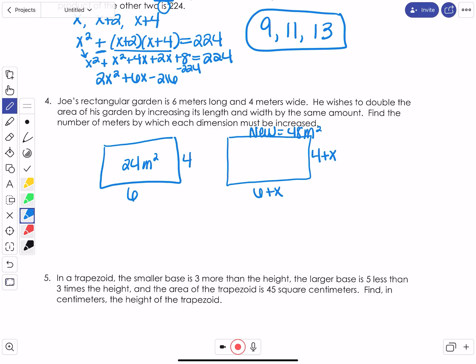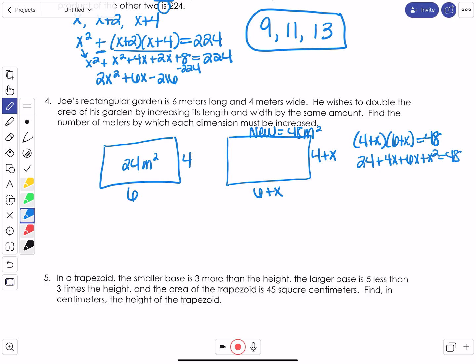So if we're talking about area, we're doing length times width here. So we would do 4 plus x times 6 plus x equals 48, okay? So what we can do here is simplify this. We got 6 times 4 is 24, and then 4 times x is 4x, 6 times x is 6x, and x times x is x squared, equals 48.